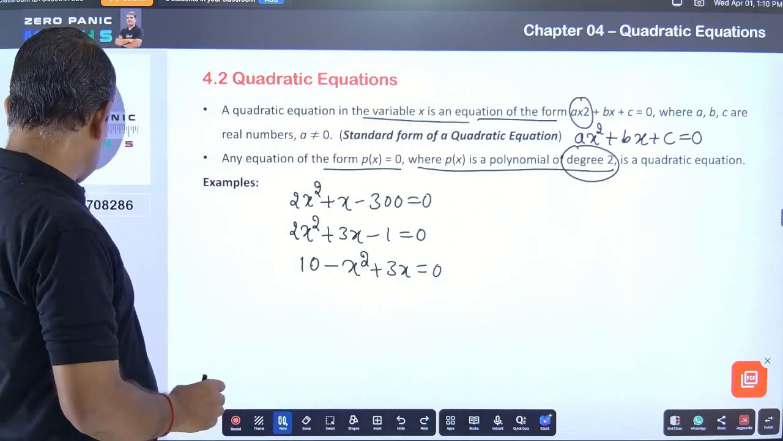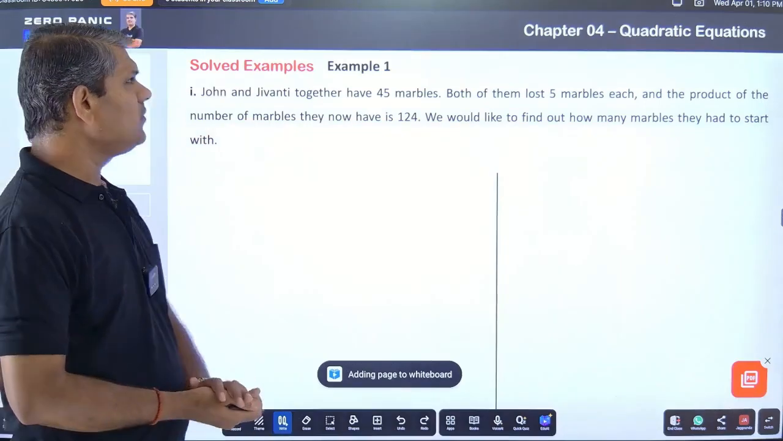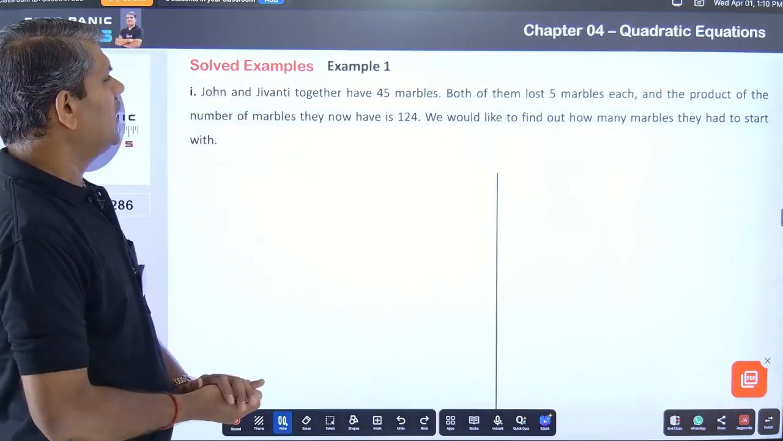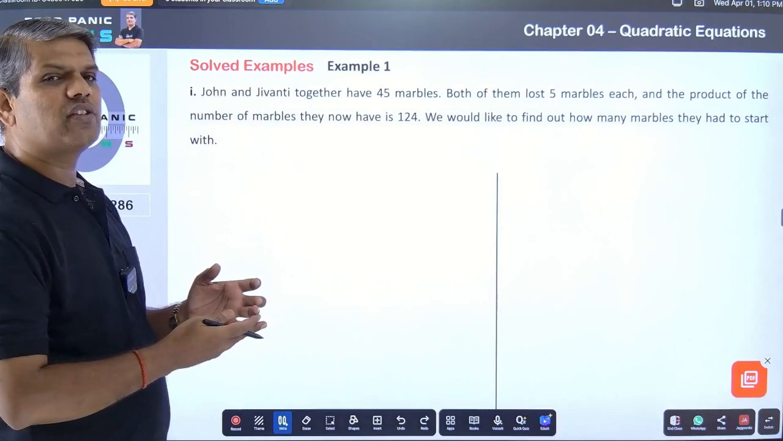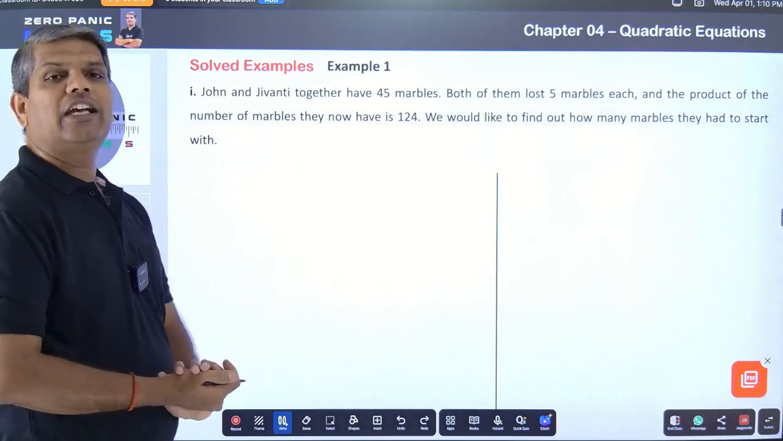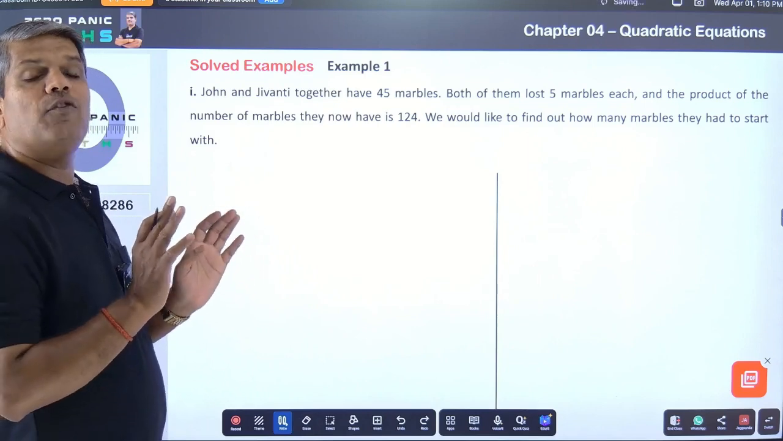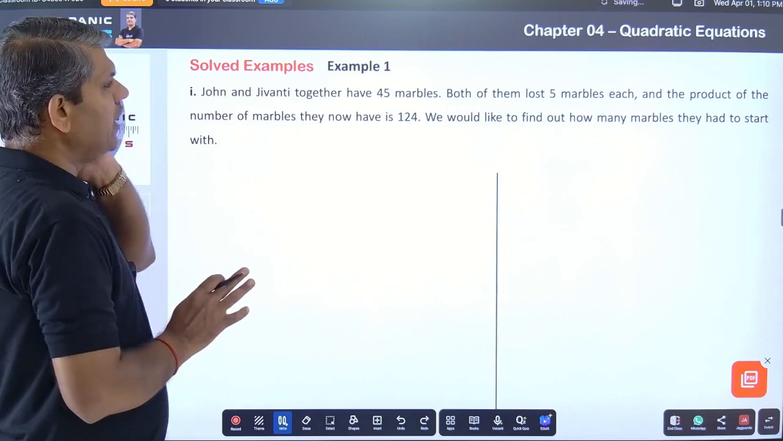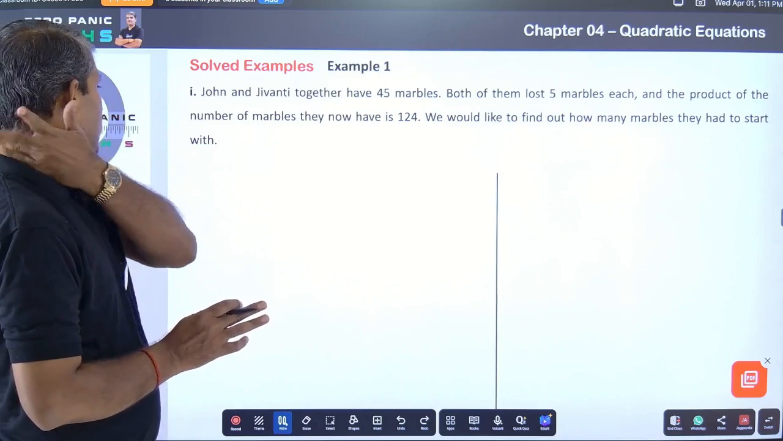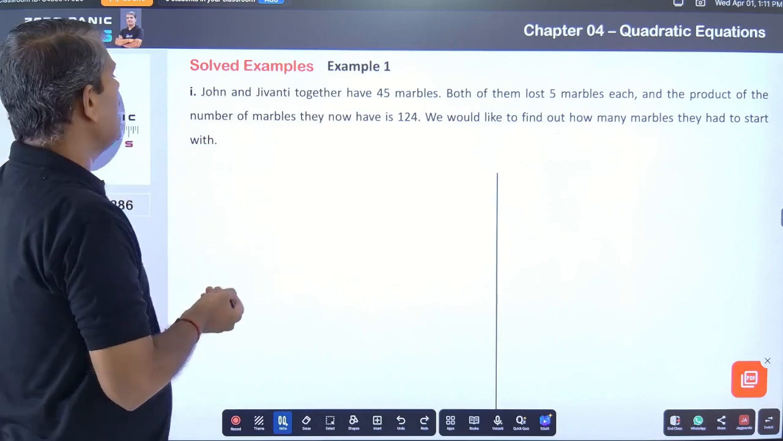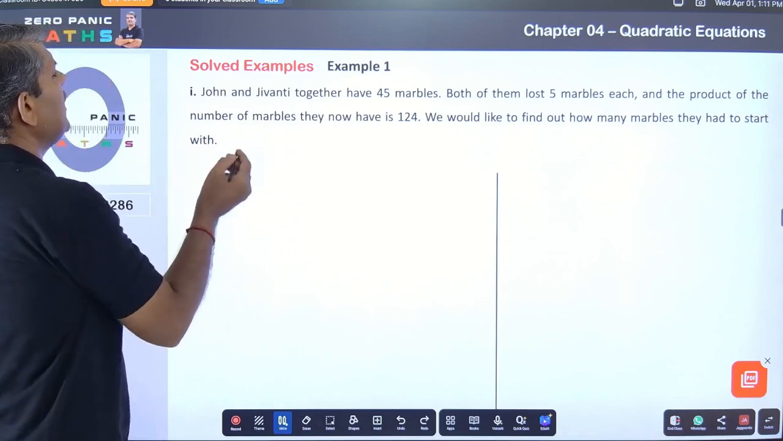Now let us see some solved examples and analyze the situation and form the quadratic equations. We are going to only form the quadratic equations. We are not exactly going to solve it to get the values. Now let us read that.